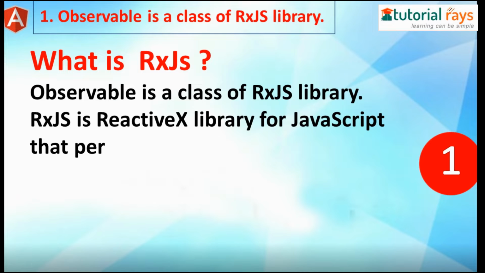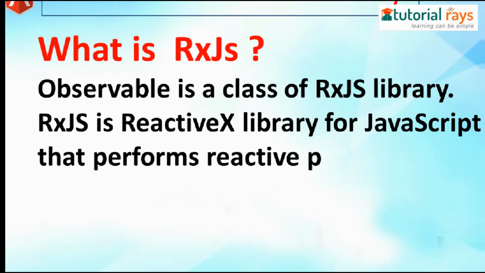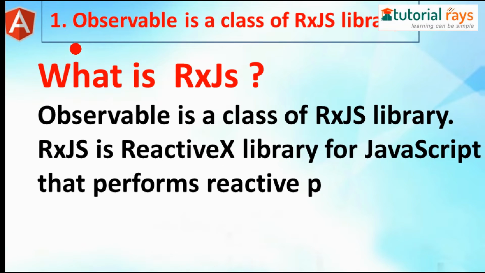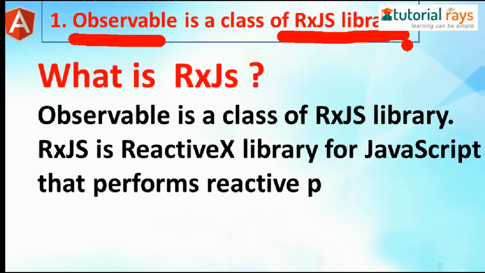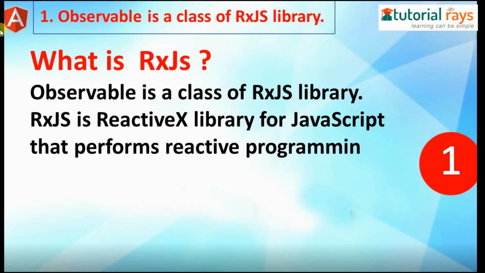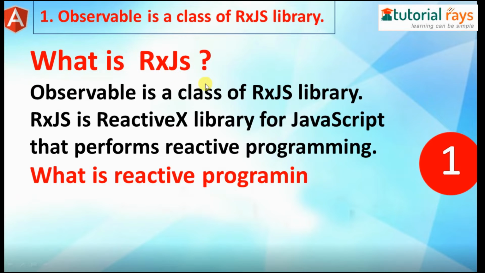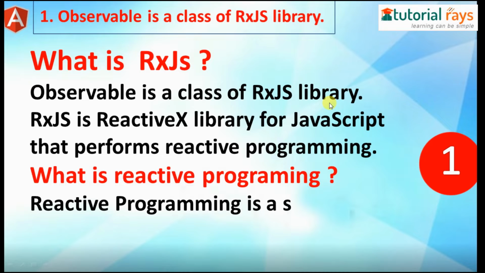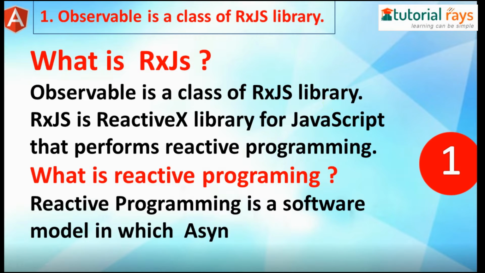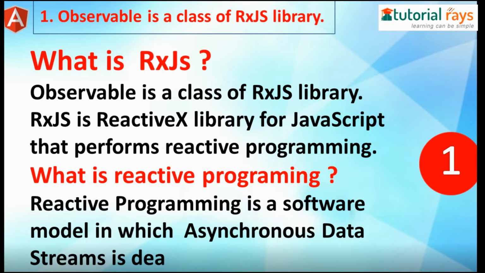So let's see the first point. Observable is a class of RxJS library. Now the question is, what is RxJS? I've already mentioned that observable is a class of RxJS library. RxJS is a Reactive X library for JavaScript that performs reactive programming.